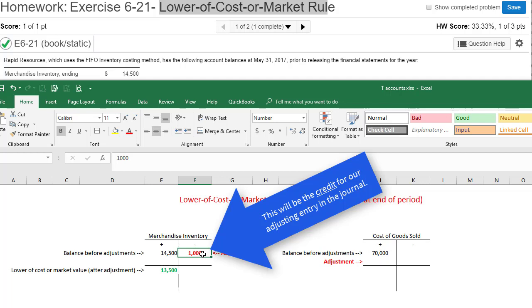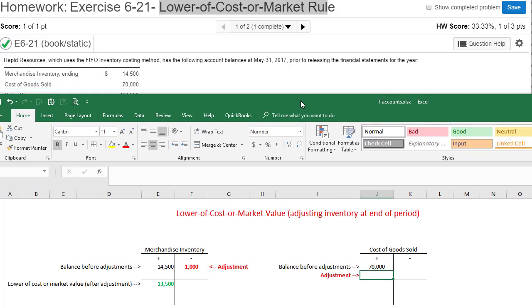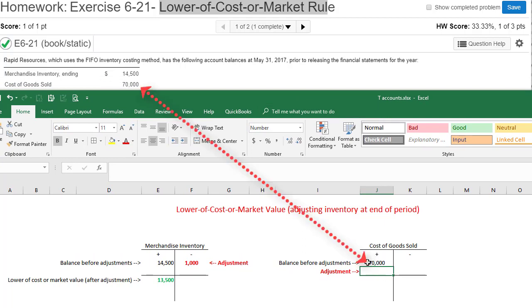So what account are we going to debit $1,000? Well, whenever we're lowering the value of inventory due to the lower of cost or market value, the other account is always going to be cost of goods sold. So the reason I have $70,000 here is because that was the balance of cost of goods sold according to our instructions.